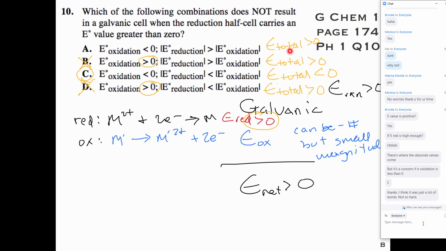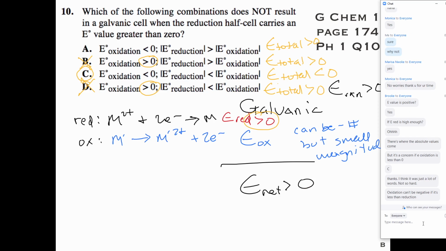So does it make more sense to do it this way, figuring out what E total is, rather than trying to do it this way? Yep, oxidation can be negative if the magnitude is less for oxidation than reduction. Exactly. So there are 2 ways to solve it: looking at this and figuring out the relative magnitude and which one matches, or figuring out E total for each one (galvanic, galvanic, not galvanic, galvanic) and picking that one. Which is a better method? Whatever works for you. Hopefully, again, give yourself permission to do things multiple ways and figure out which is the fastest way.